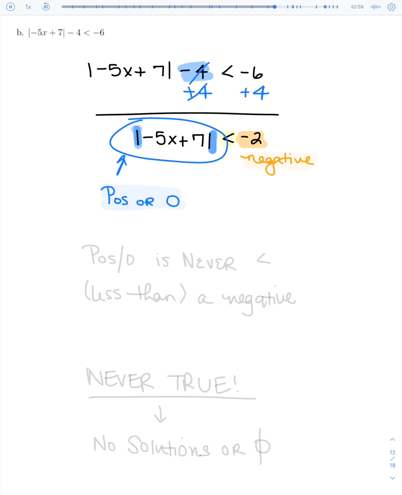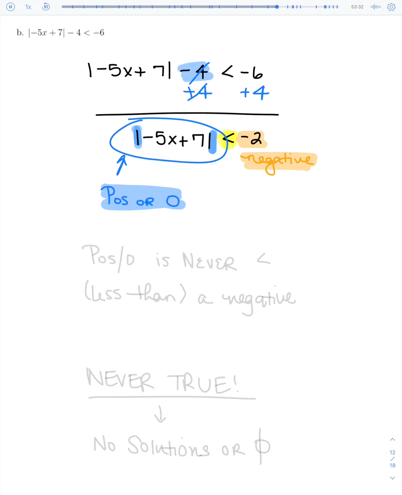And then we set a negative on the other side, and we have a less than symbol in the middle. So let's read this like a sentence from left to right. I'm saying I've got a 0 or a positive number is less than, and then on the other side we have a negative. So is something that's positive or 0 less than or smaller than a negative?